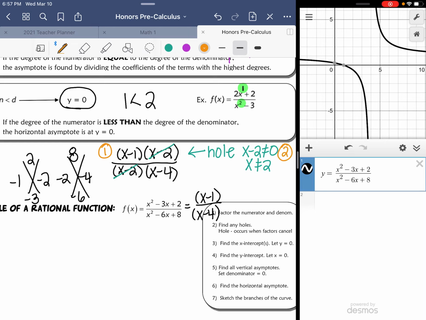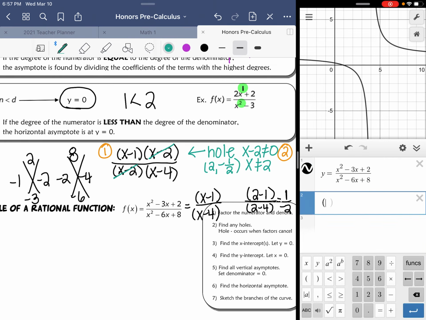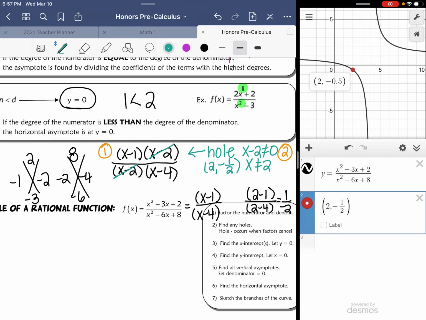Now, I want to actually find the point. So remember, to find the actual point, I'm going to plug in my 2 value. So to finish finding my hole here, we're going to plug in 2 minus 1 over 2 minus 4. So 2 minus 1 is going to give me 1 over negative 2. So my hole is located at 2 and negative 1/2. And remember, I could just simply check that, 2 comma negative 1/2. And I can see that that's where that undefined piece was initially. Okay, so I found my hole.